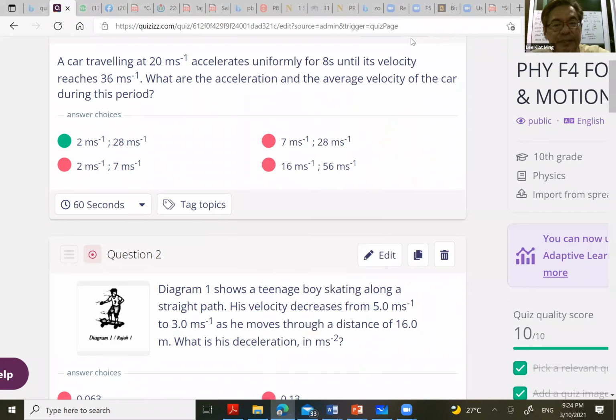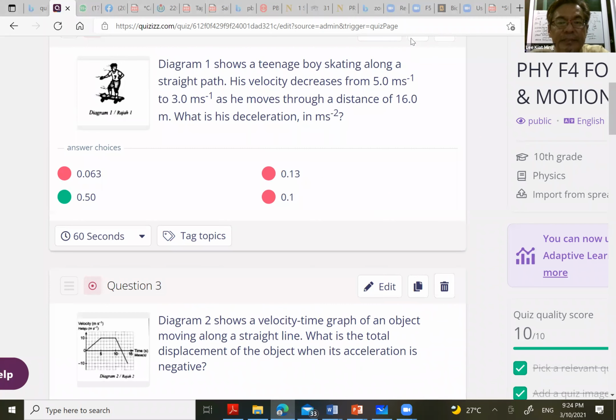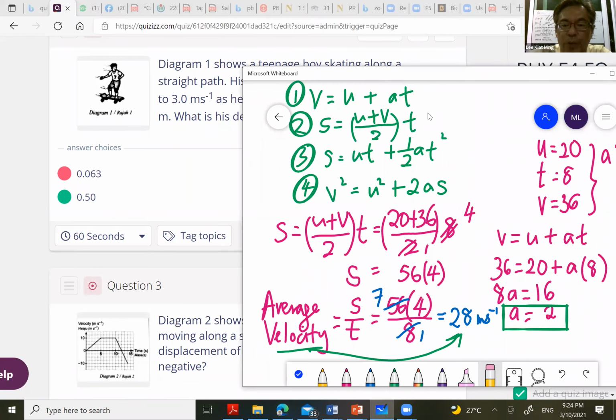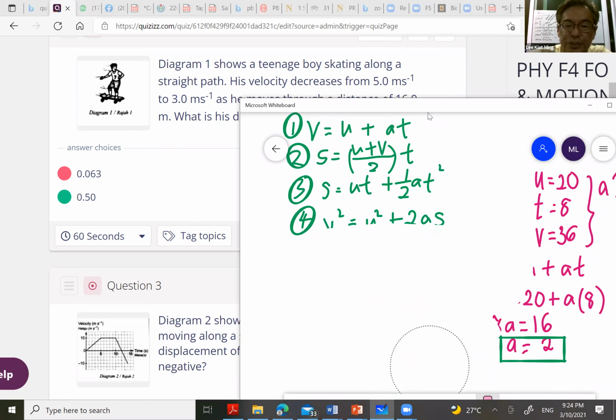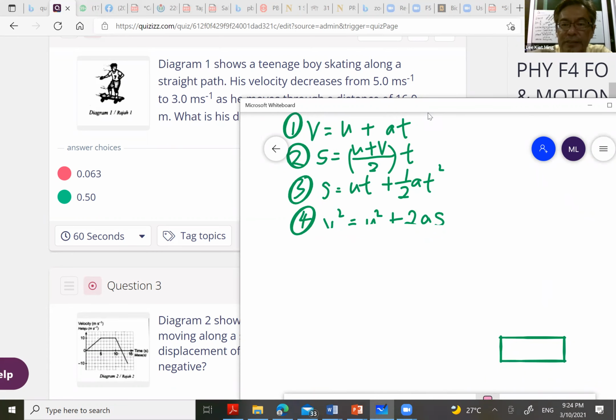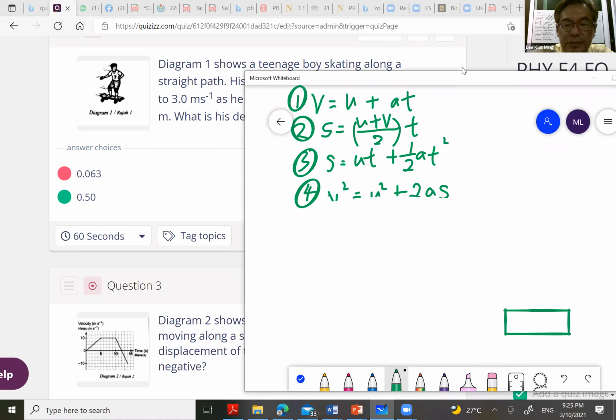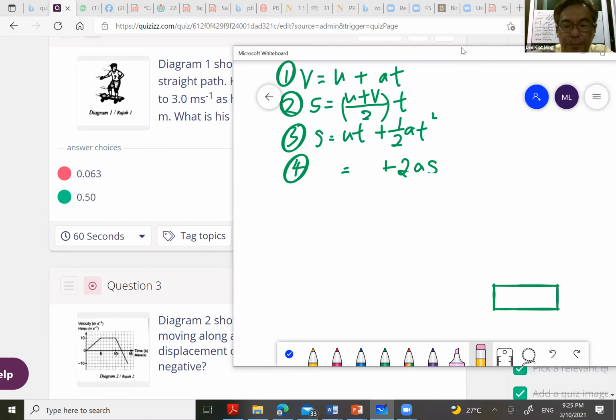Let's read the second one. This is a very direct question. The velocity decreases from 5 to 3 as he moves through a distance of 16. What is the deceleration? We are going to use one of the 4 formulas of equation. Allow me to erase, and this is going to be V squared equal to U squared plus 2AS. Let me correct the writing, it was not properly written.